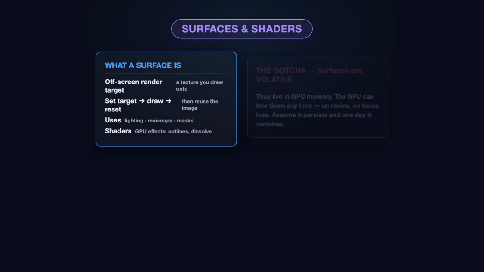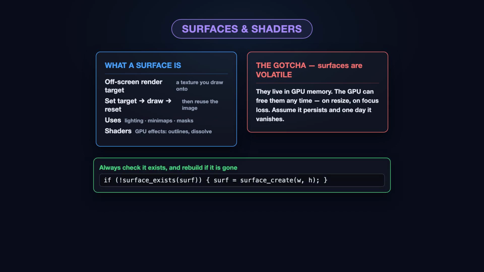Surfaces and shaders, the more advanced end, where senior questions live. A surface is an off-screen render target, basically a texture you can draw onto, then draw to the screen later. You set it as the target, draw into it, reset the target, and now you have a rendered image you can reuse. People use surfaces for lighting, for minimaps, for drawing an effect once and reusing it, for masking. Here is the big gotcha, and it is the whole reason surfaces confuse people.